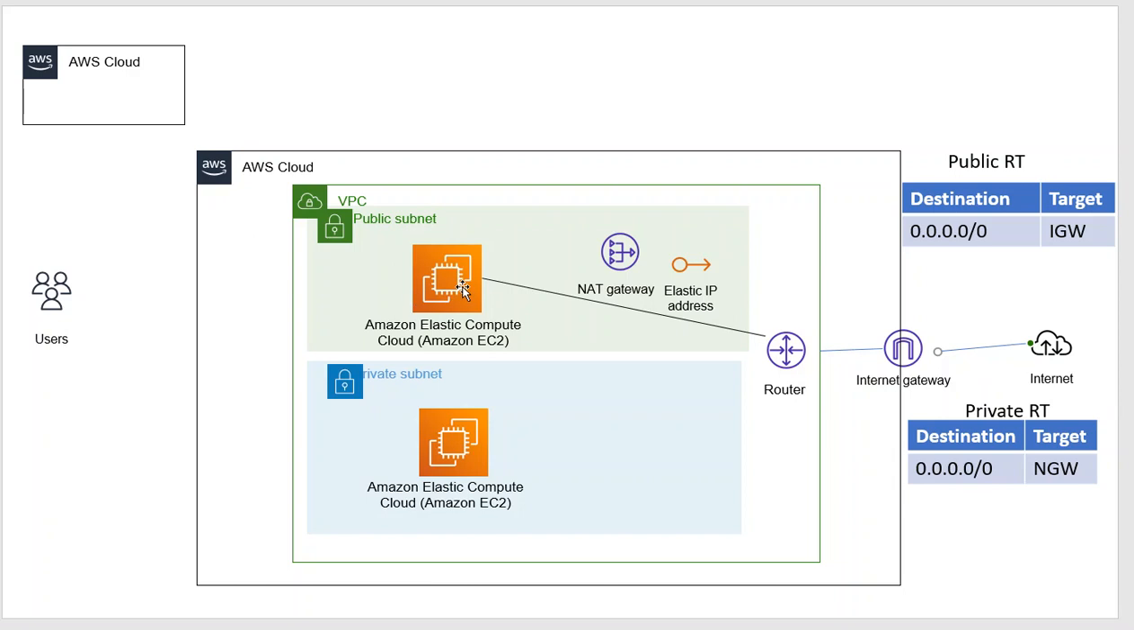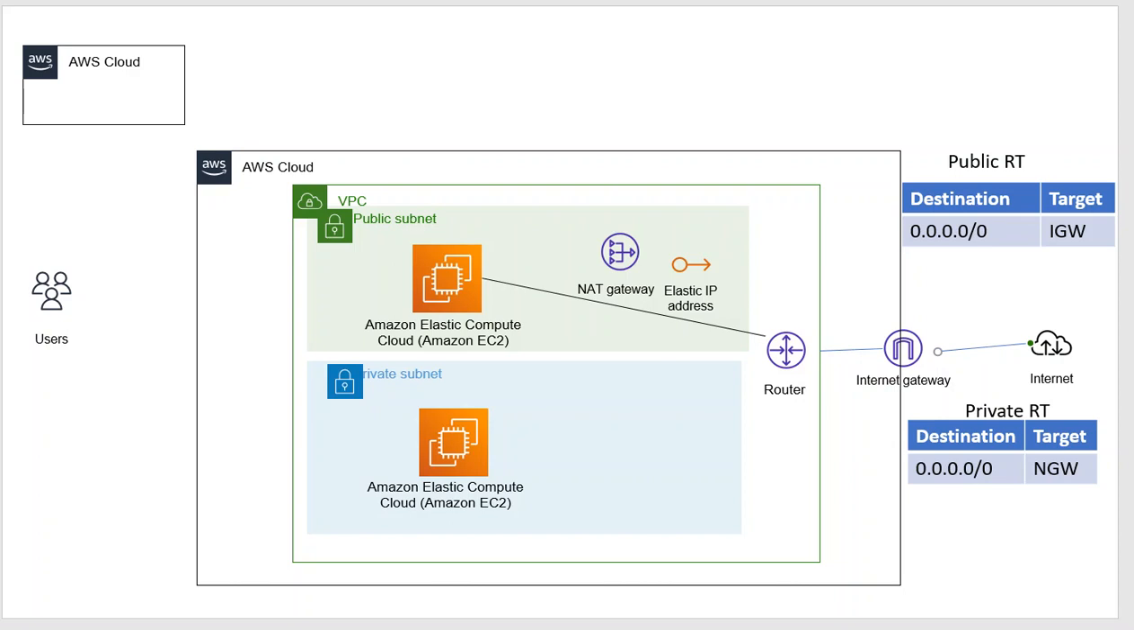If this EC2 instance is in a public subnet, and it checks for the router, the router checks the routing table. In the routing table, 0.0.0.0/0 means internet. So if a request comes to access this IP range, it says that you should go to the internet gateway. And from the internet gateway, it can access the internet. This is as simple as that.